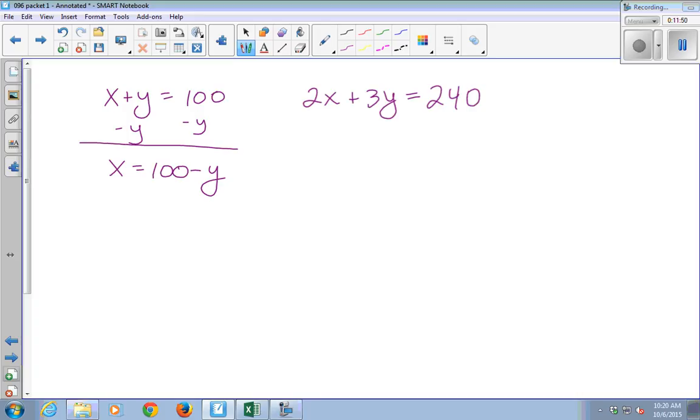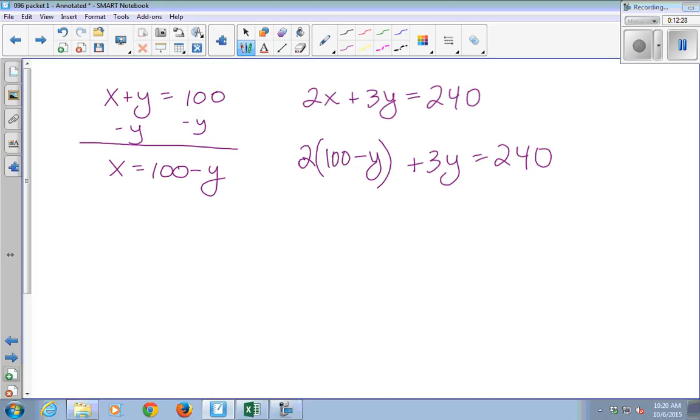So then my substitution step, why we call this substitution, is that in the other equation, wherever you see an x, you can replace it with what x equals. They're the same, so you can substitute one for the other. So in my next equation, I have 2, instead of an x, I'm going to put in a 100 minus y. They're the same value, so I can replace the x with a 100 minus y. And I have plus 3y equals 240. And now I have just an equation with one variable in it, just y. And I can solve this.